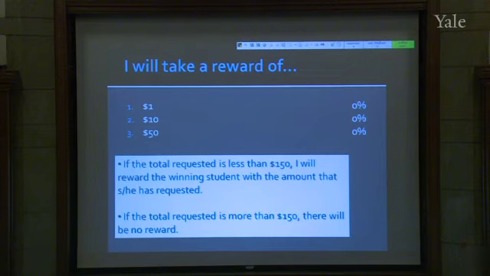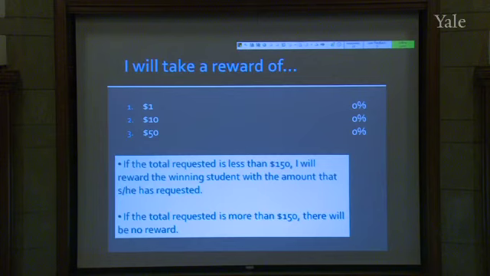There's a name on this list. There's roughly 100 clickers. You have a 1 in 100 chance of $50 if you choose three. But here's the deal. If the total requested is less than $150, I'll reward the winning student with the amount that he or she has requested. But if the total requested exceeds that, and I will say I thought there would be more clickers than there are, this is a riskier game than I meant myself to be playing, but we will see.